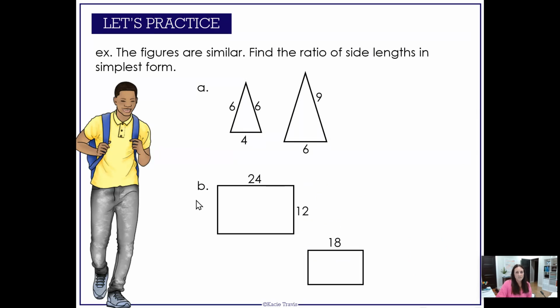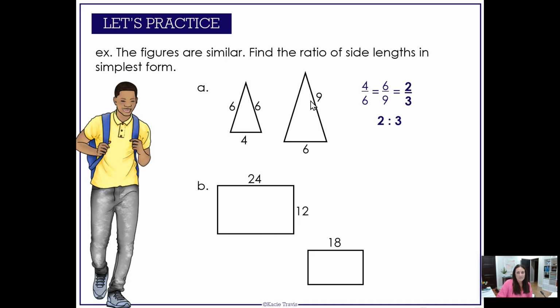These figures are similar. We have example A and B. Find the ratio of side lengths in simplest form. So I'm just going to set up a ratio of a side length to its corresponding side. So I'll do 4 over 6, and I've got another ratio of 6 over 9. Both of those fractions simplify to 2/3, and that's my ratio. And I can write it as a fraction, or with a colon, or even with the word "to."